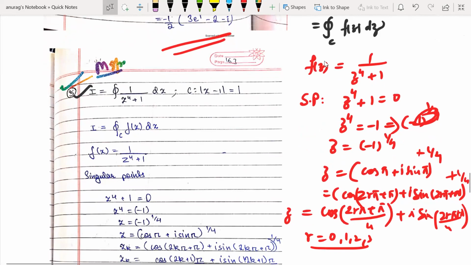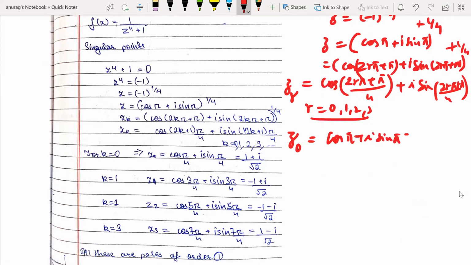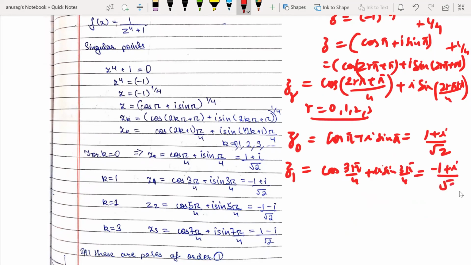R or k, some people take k also. Now, as you put r equal to 0, you will get the first root. Suppose this is z0, z equal to 0, r equal to 0. Then you are getting cos pi plus i sin pi, that is 1 plus i by root 2. Z1 means r equal to 1, cos 3 pi by 4 plus i sin 3 pi by 4. This is minus 1 plus i by root 2.